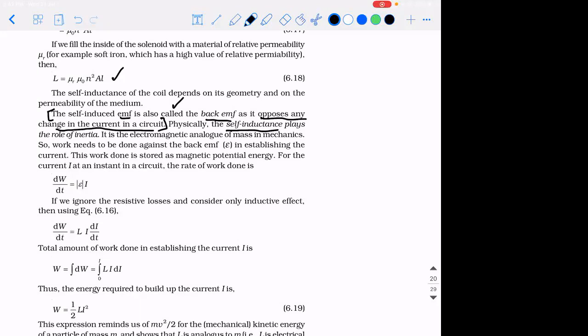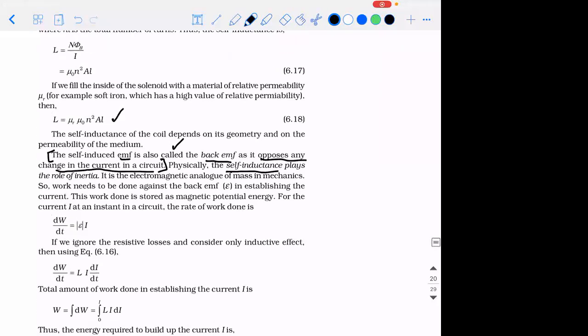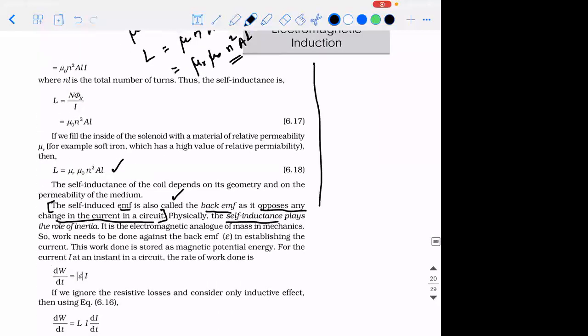Now, I'm going to explain the significance of an inductor. This is one of the points which many people fail to understand. If you go and ask them, they don't know the significance of an inductor. Now listen.